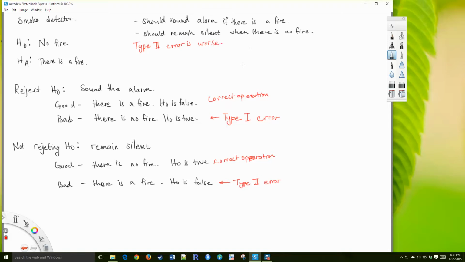Okay, so do we want to use a large alpha or small alpha? Yeah, so we use a large alpha. That means we want our smoke detectors to be sensitive to detecting smoke. We would prefer not to have false alarms, but we would rather have a false alarm than a smoke detector that doesn't work.